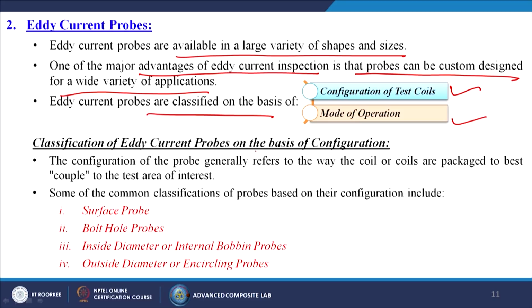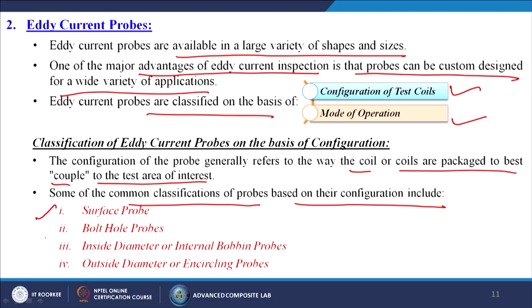Classification of eddy current probes on the basis of configurations. The configuration of the probe generally refers to the way the coil or coils are packaged to best couple to the test area of interest. Some of the common classifications of probes based on their configuration include surface probes, bolt hole probes, inside diameter or internal bobbin probes, and outside diameter or encircling probes.